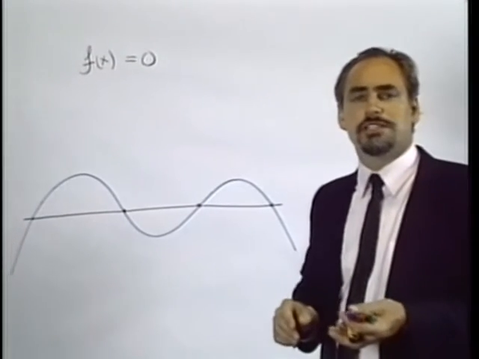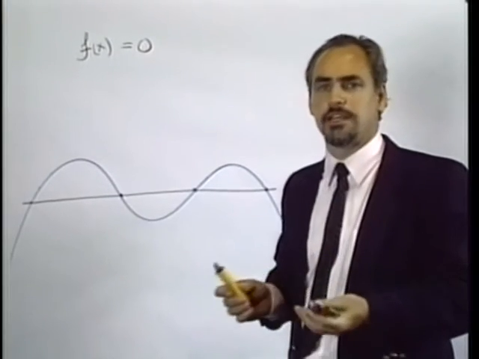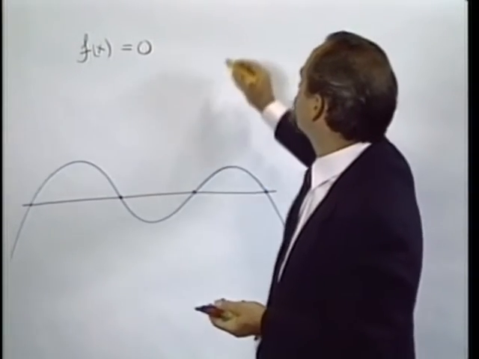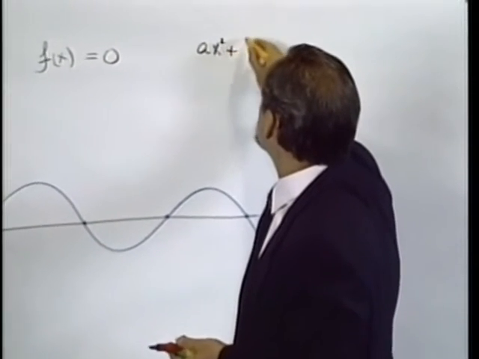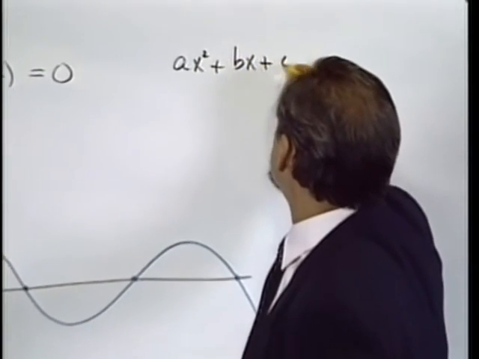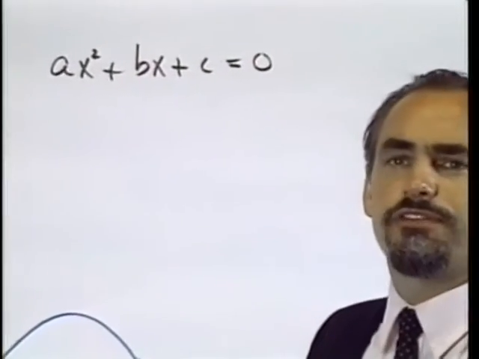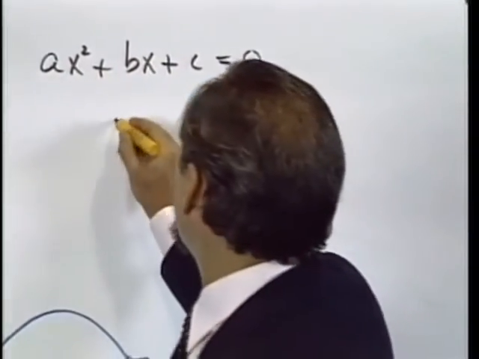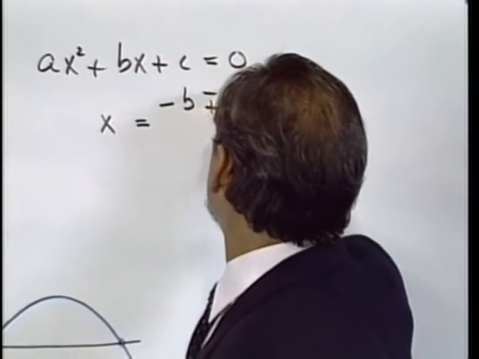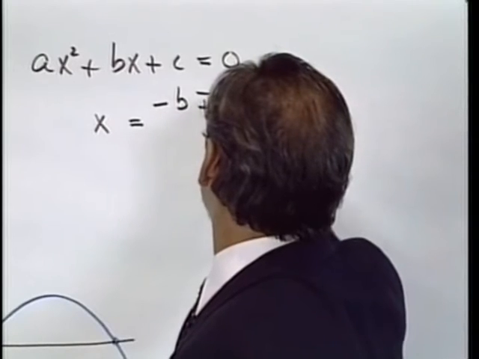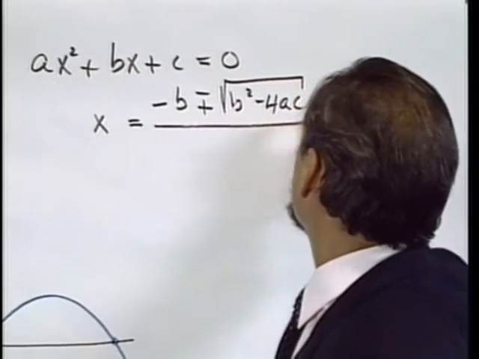Solving equations is something that everyone studies in school. More specifically, what they study is the solution of the quadratic equation, ax squared plus bx plus c equals 0. And everyone knows the famous quadratic formula, x is equal to minus b plus or minus the square root of b squared minus 4ac over 2a.